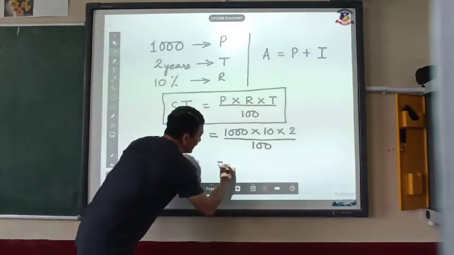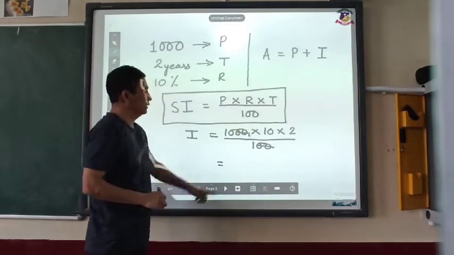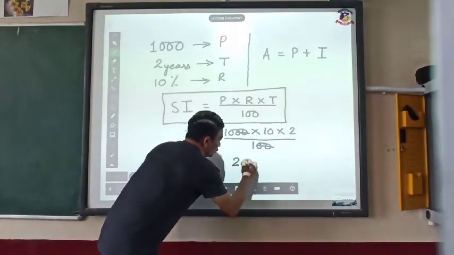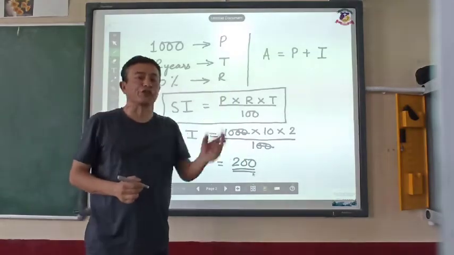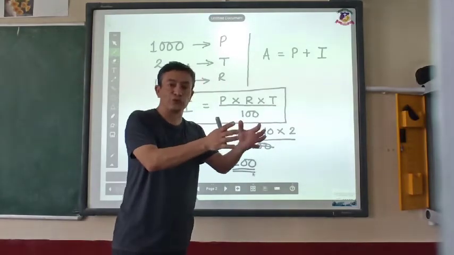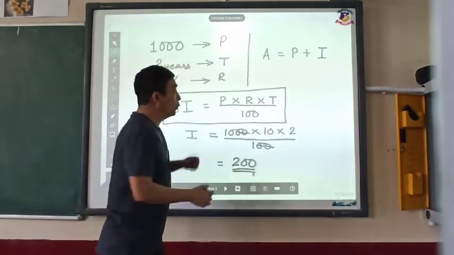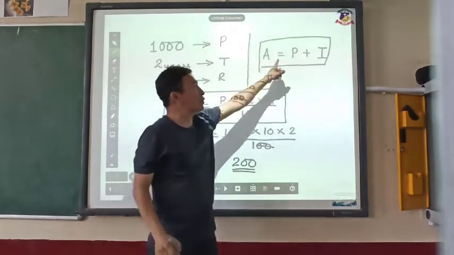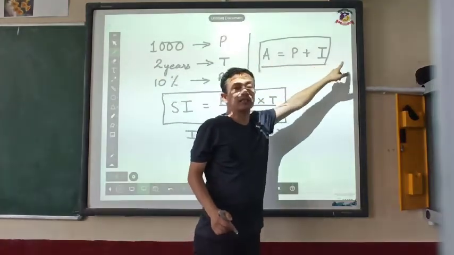So if you calculate that, you get 2 zeros and 2 zeros gone here. 10 tens are 100, 100 twos are 200. So what you are doing is you are paying 200 rupees extra to the bank. The first thing is pay the 1,000 rupees plus 200 rupees extra. So now we come to another formula here, which says A is equal to P plus I. Amount is equal to principal plus interest.